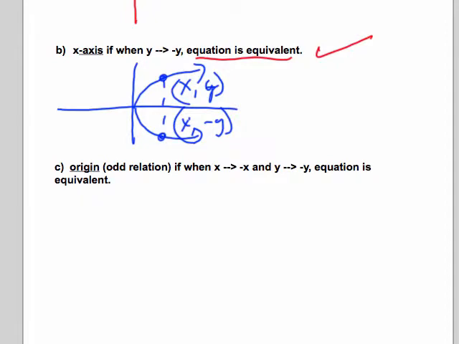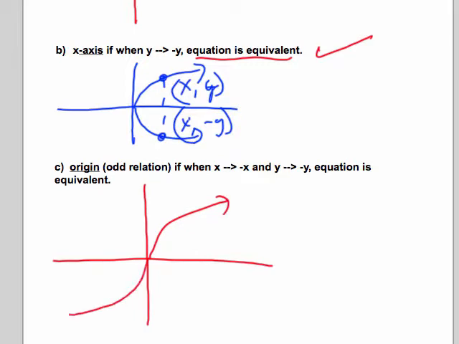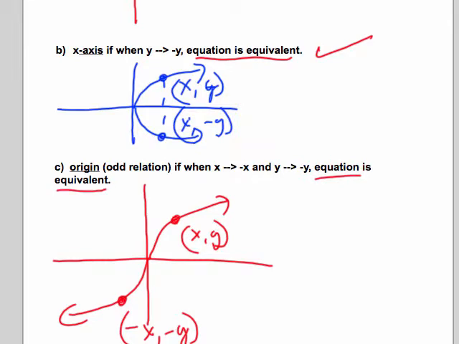And the third type of symmetry is when you do a reflection across the x and the y, or another way to say that is a rotation of 180 degrees. If you take your relation and rotate it 180 degrees about the origin, which is equivalent to doing reflections about both axes, both coordinates will switch sign. And if after doing that your graph matches itself, you have symmetry about the origin, which is what we call an odd relation.